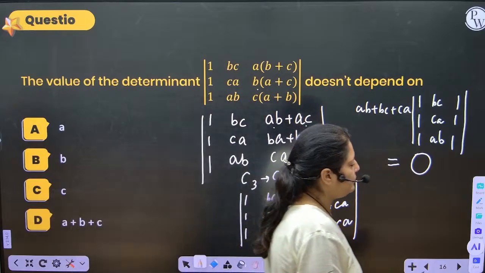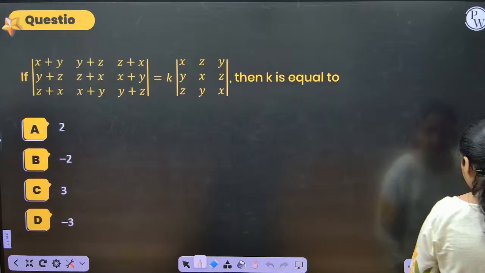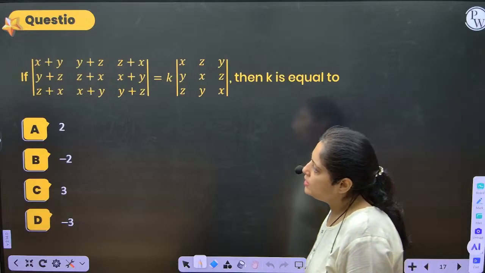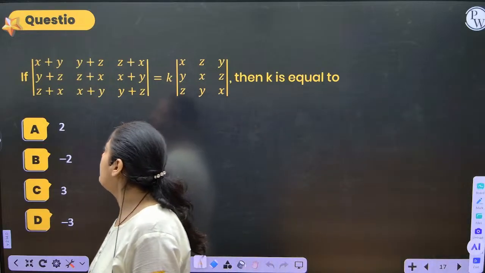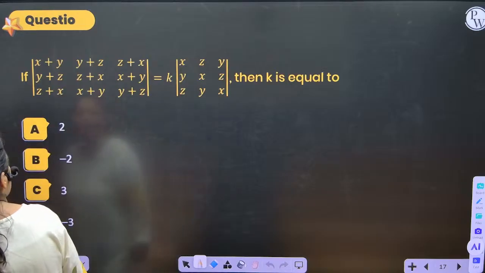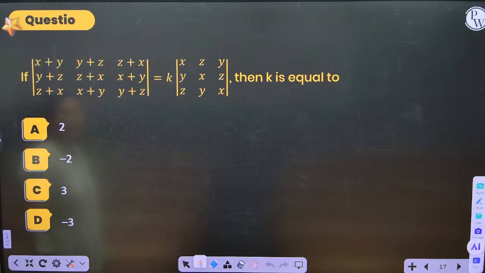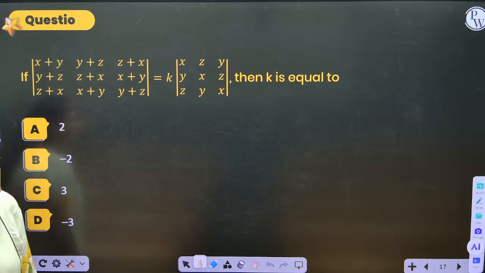Next, what is the next question? The rows are x plus y, y plus z, z plus x; y plus z, z plus x, x plus y; z plus x, x plus y, and y plus z. How shall we do this?